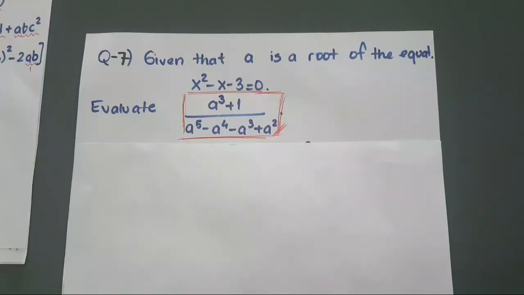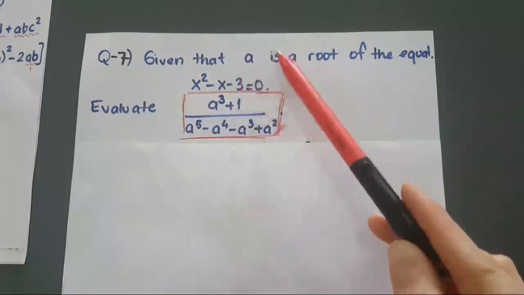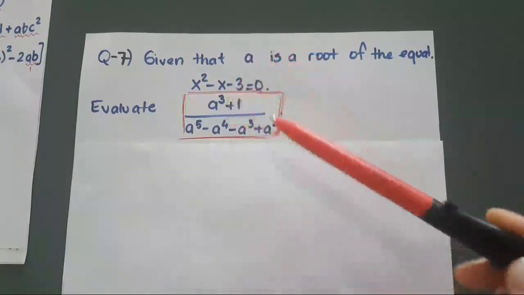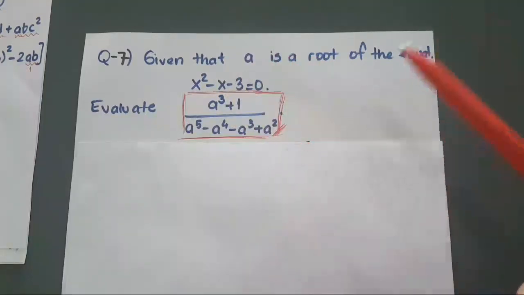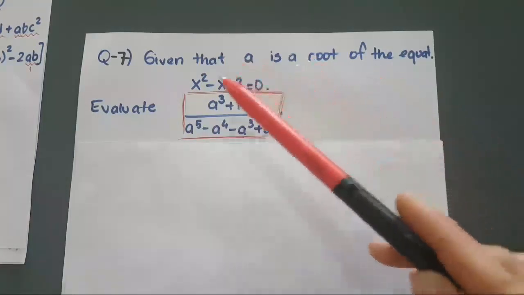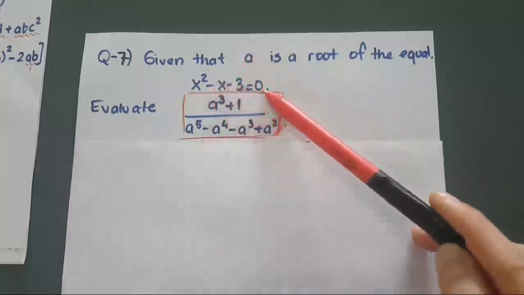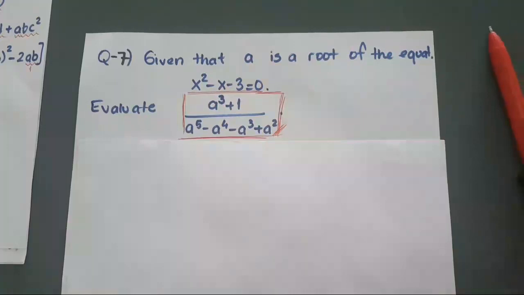The long way of solving this problem is finding the roots of the equation, then substituting them in the given expression. Or you can use the method that I used to solve the problem with alpha and beta. If a is a root of the equation, then it has to satisfy this, which means that a squared minus a minus 3 is equal to 0, and so on. Try to solve it a little bit, then I will start to explain the solution.